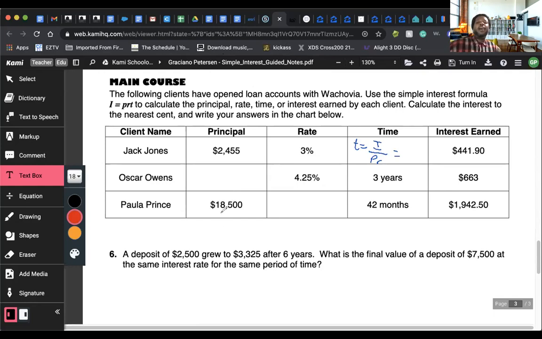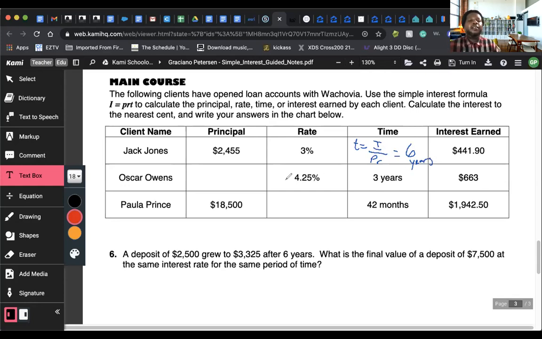Okay, so we have to rearrange our formula so that T is equal to I over PR, right? So we have to take $441.90 and divide it by 2,455 times 0.03, and we're gonna get 6. So 6 years.